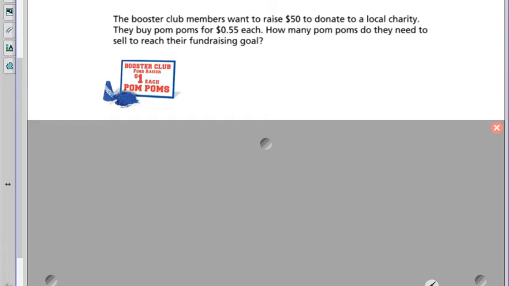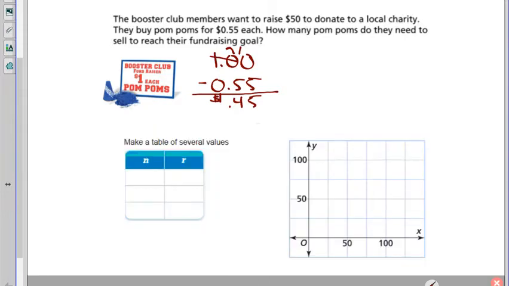So first of all, we need to find out how much profit they make on each pom-pom. If they sell it for $1 and they had to pay 55 cents for them, that's an expense, we end up making 45 cents per pom-pom. Now that we know the profit from one pom-pom, 45 cents, we're going to make a table to see some of the possible profits we could make.